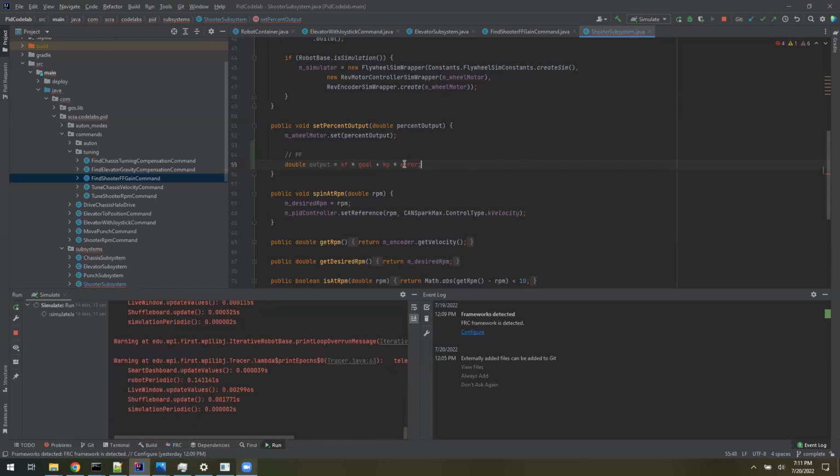Here, I'll make it a little bit easier. I'll get rid of the distraction. So at an output of 1, my RPM is 4,700.